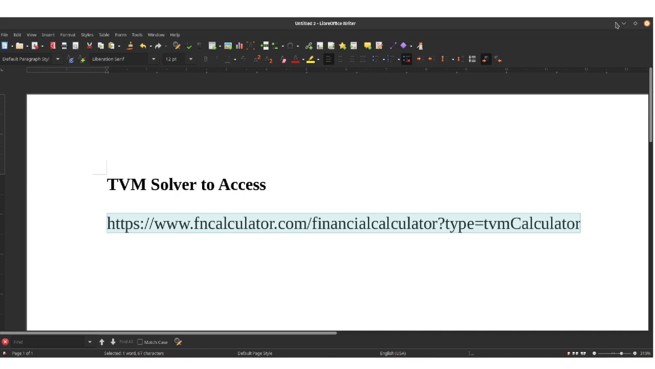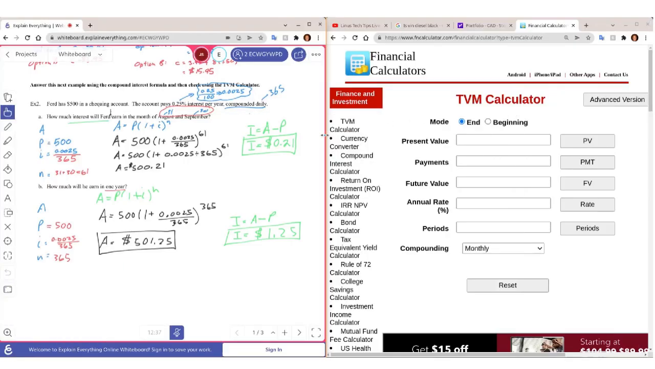Google Chrome. So now when you copy it into Google Chrome, you're going to get to this page, Financial Calculators, okay? Now, you'll notice you're going to have to make sure that the mode is set to end, right? And what we need, this TVM calculator literally does all of this information right here.